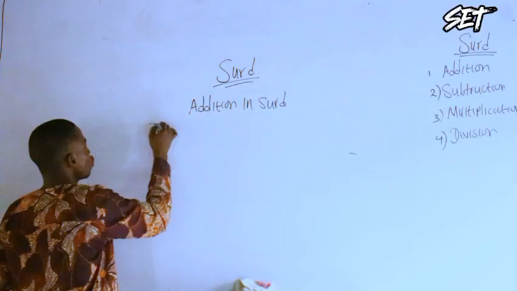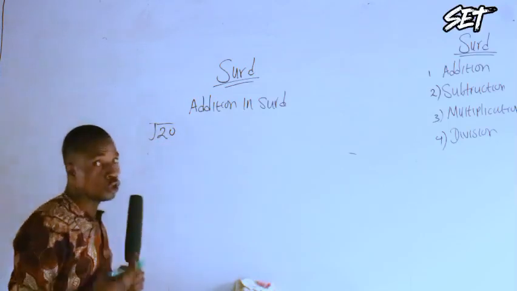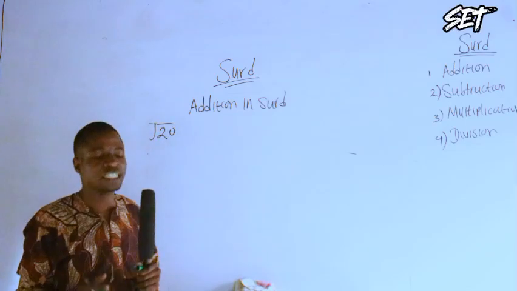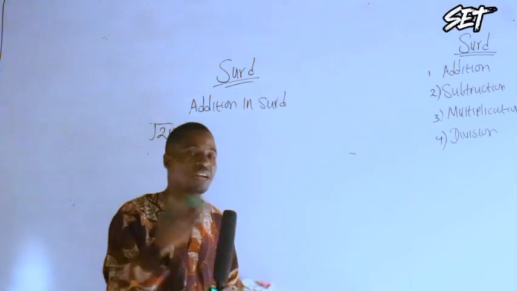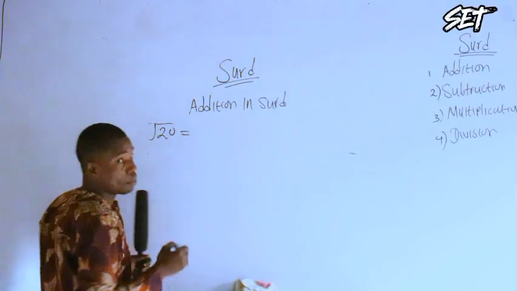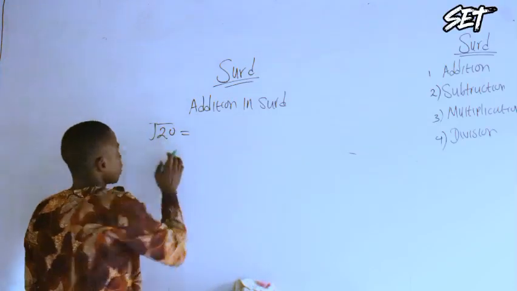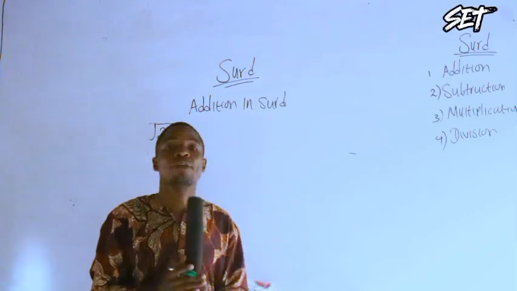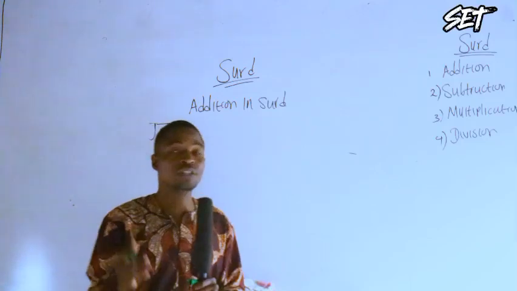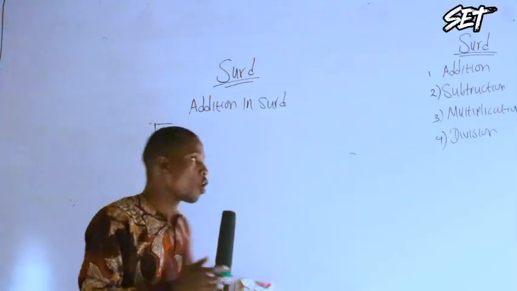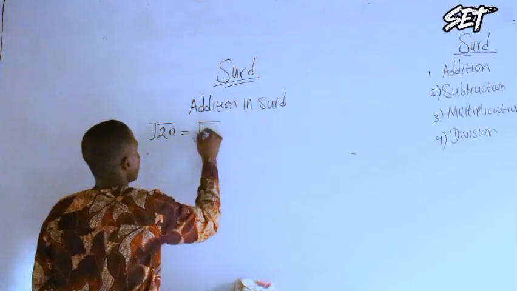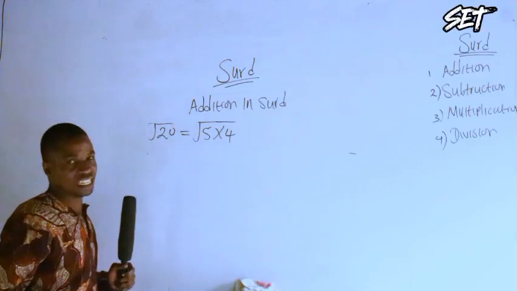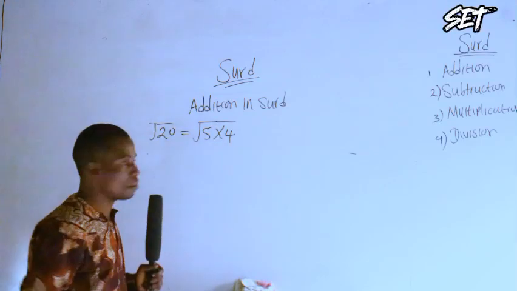When they give you root 20, how can you do root 20? You need to find a rational number and a non-rational number. What is the rational number that you can multiply with a non-rational number to gain 20? When you say 5 times 4, 5 is a non-rational number, 4 is a rational number.